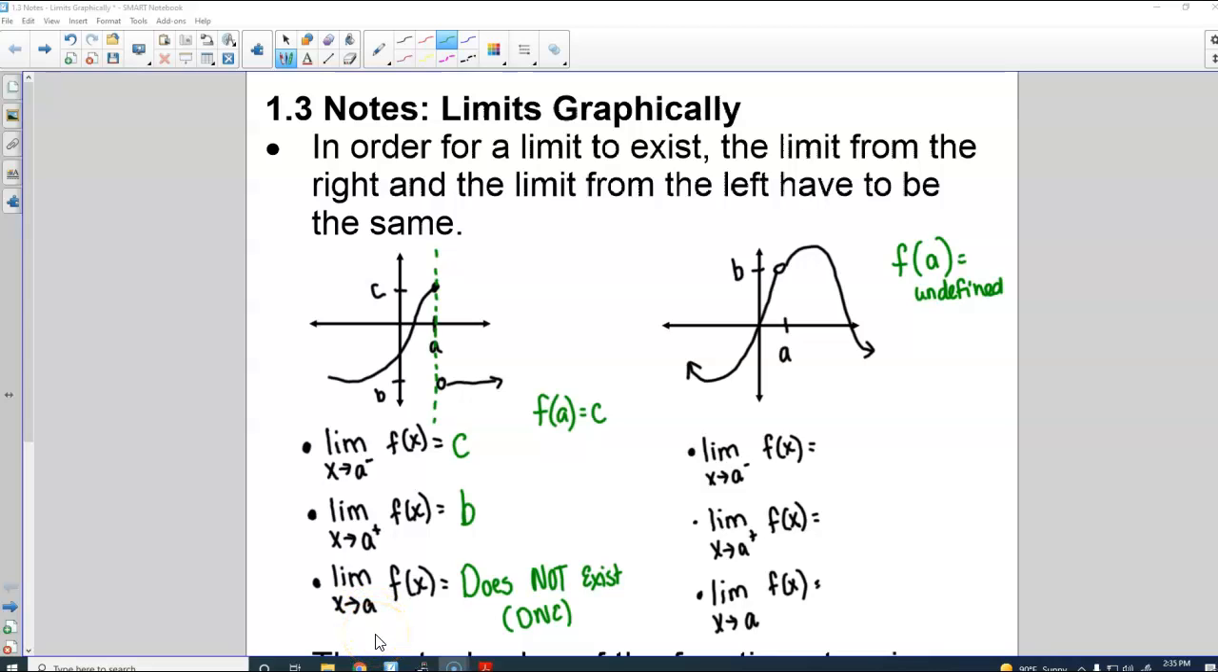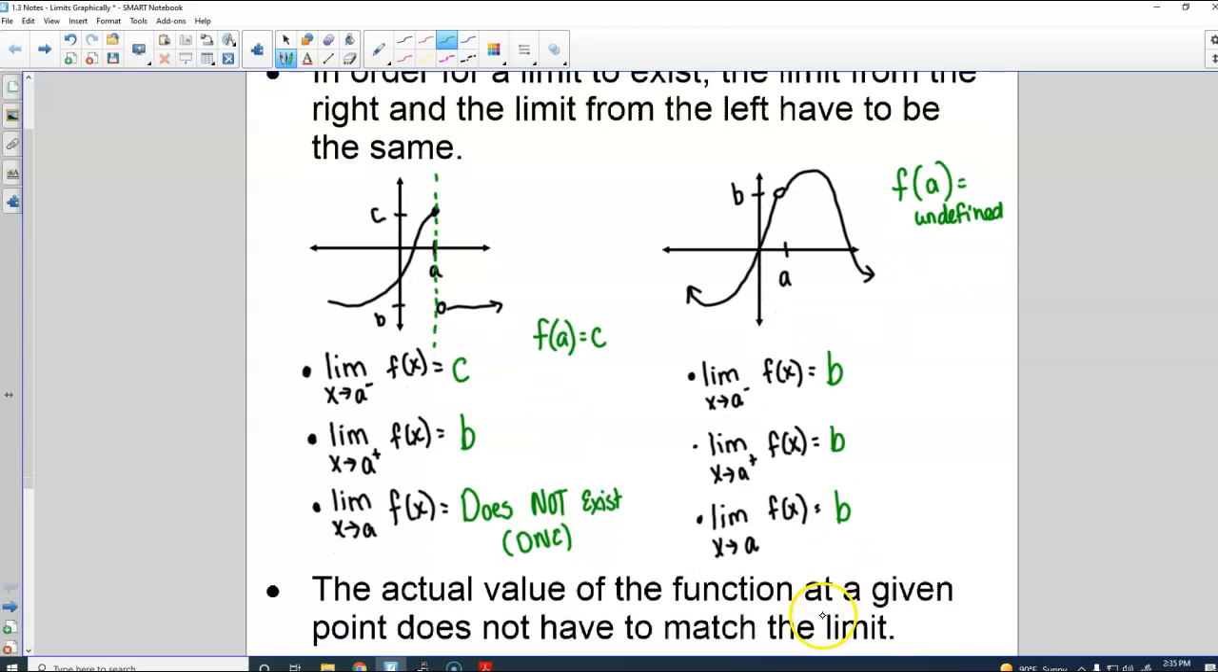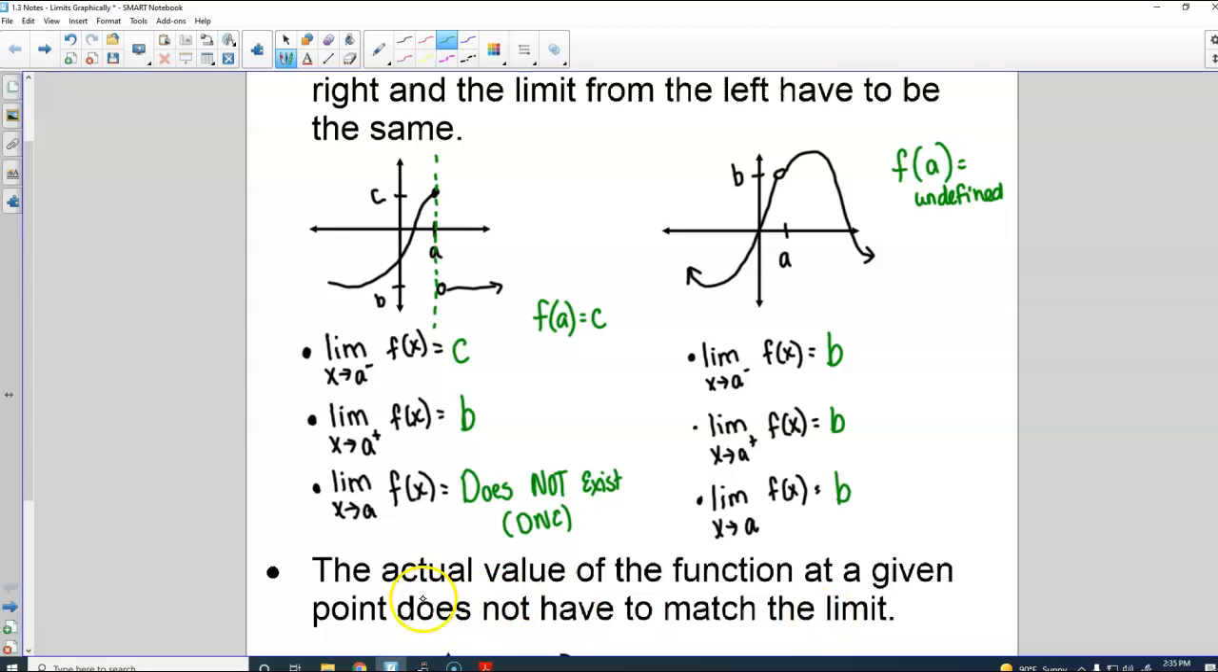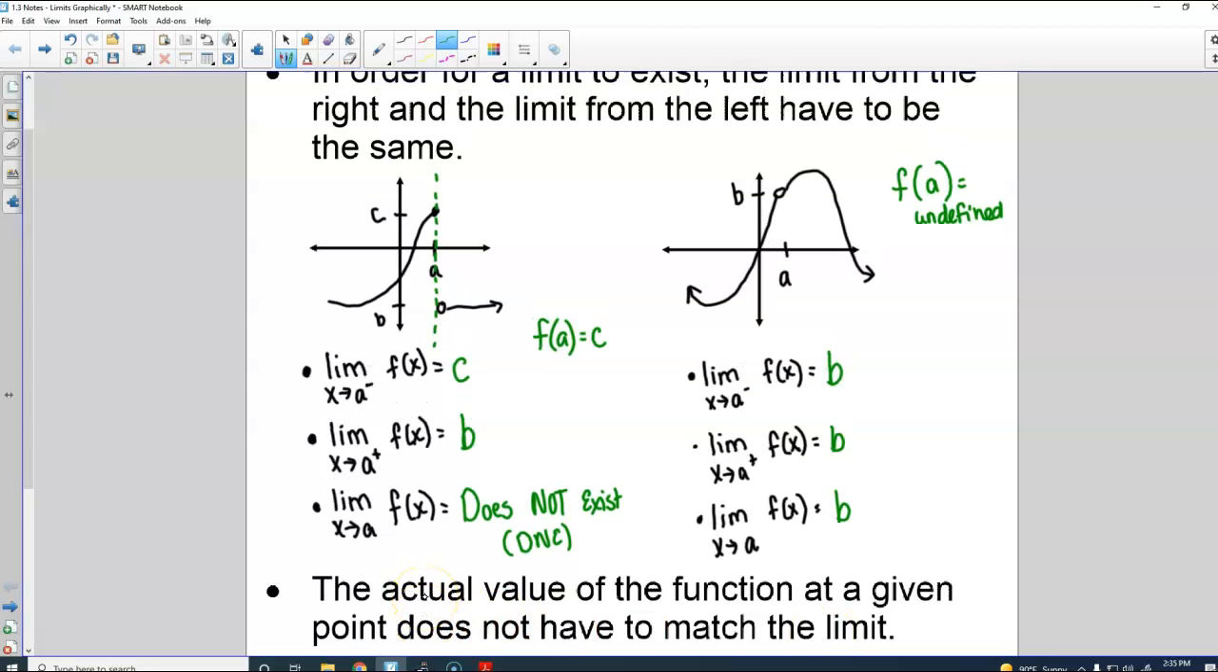Okay. So what is our limit as x approaches A from the left of f of x for the second graph? What about the limit from the right? What about the limit from both sides? B. Okay? Alright. So this time, your limit from the left and your limit from the right met at the same spot.